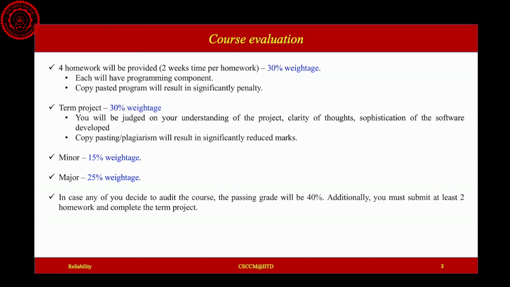So minor is 15%, major is 25%. So that covers the total 100% of the weightage.